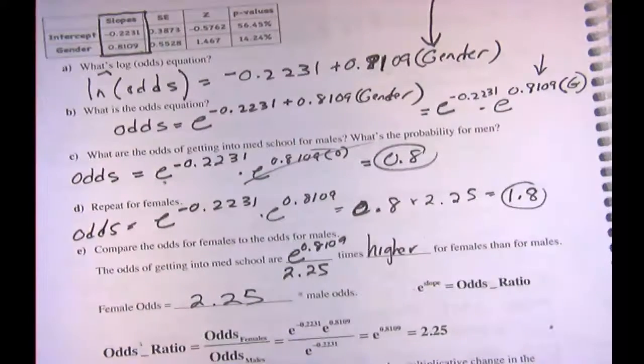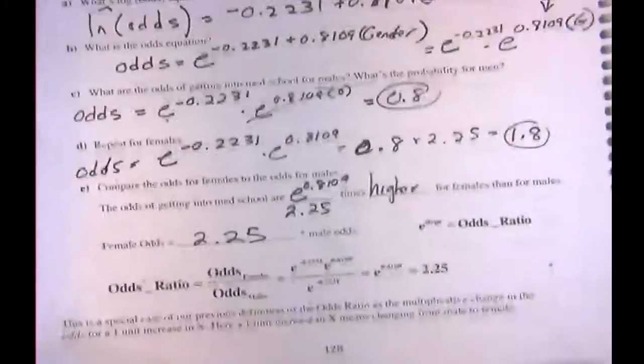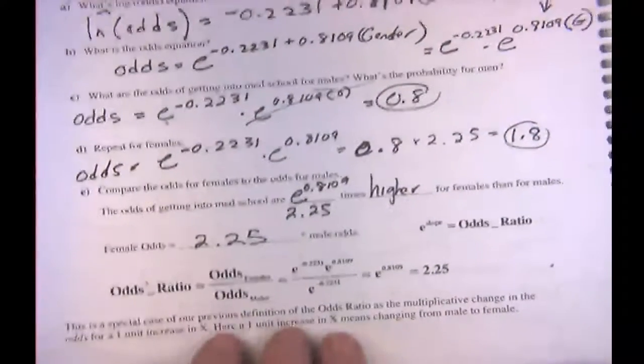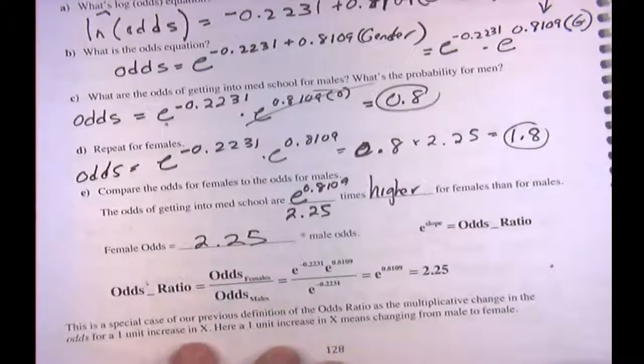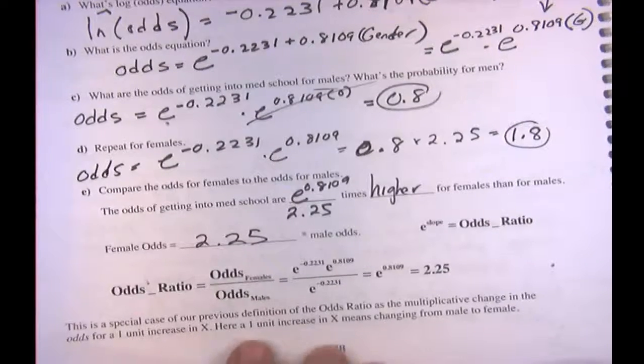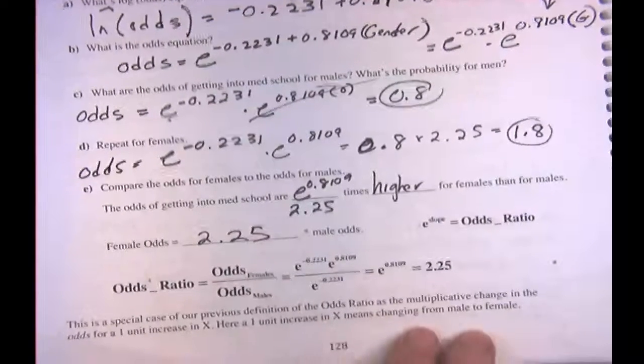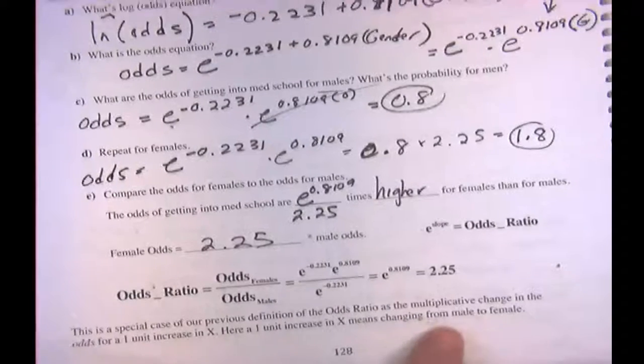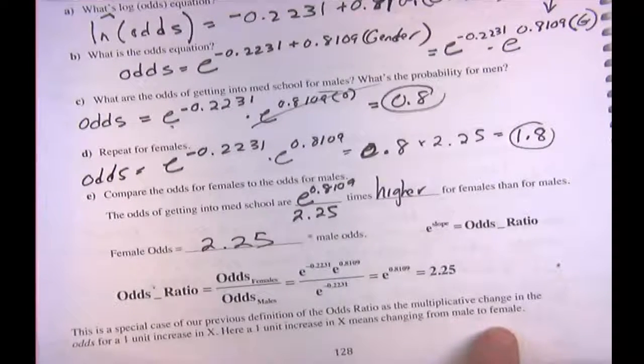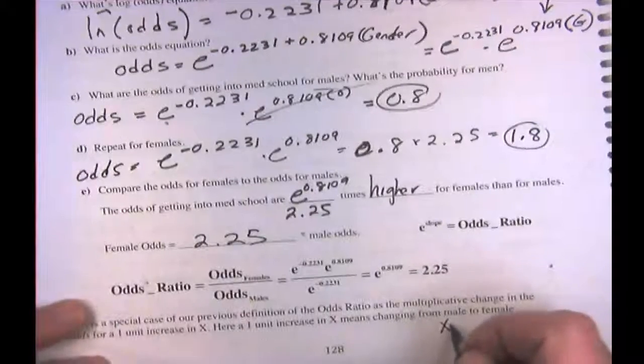So this is really easy for a binary variable. Why is it so easy? It's just a change for a 1 unit increase in x. So here, a 1 unit increase in x means changing from x equals 0 to 1, if x is gender.